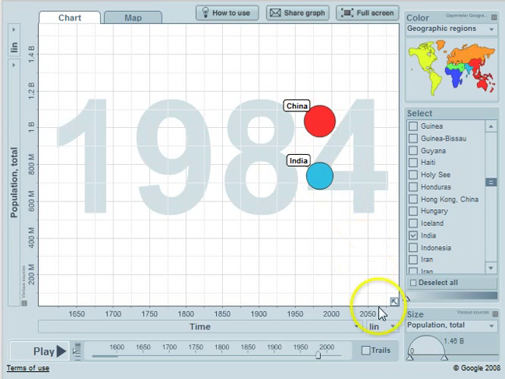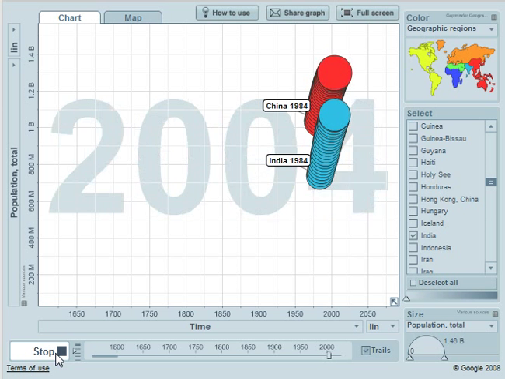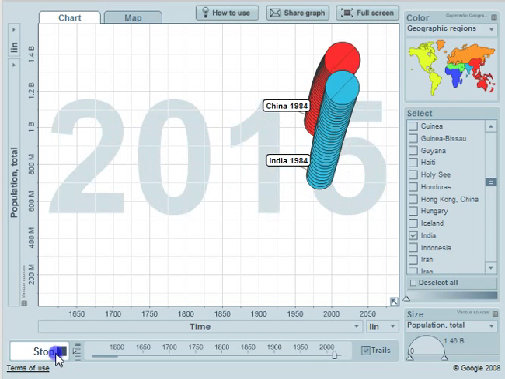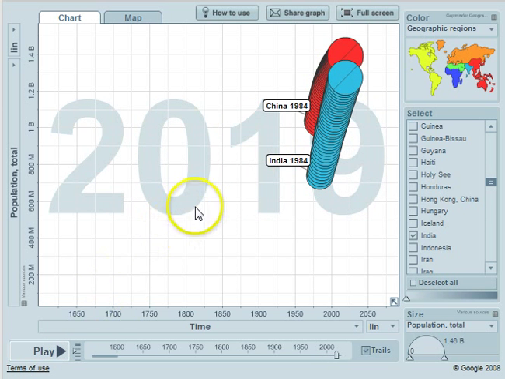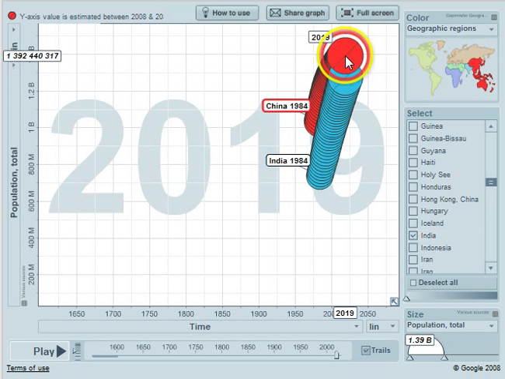Now I'm going to turn on the trails here so you can see this process go. When I hit play, I'm going to stop it at 2010. Play. Now take a look at this. You can see China slowing and India catching up. Here I stopped it in 2019, and of course, 2019 are projections. You can see India's rapid population growth, and basically they're almost overtaking China.